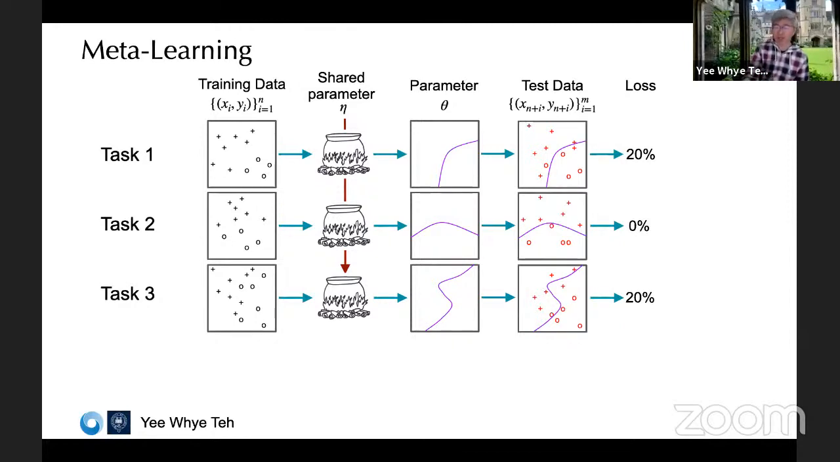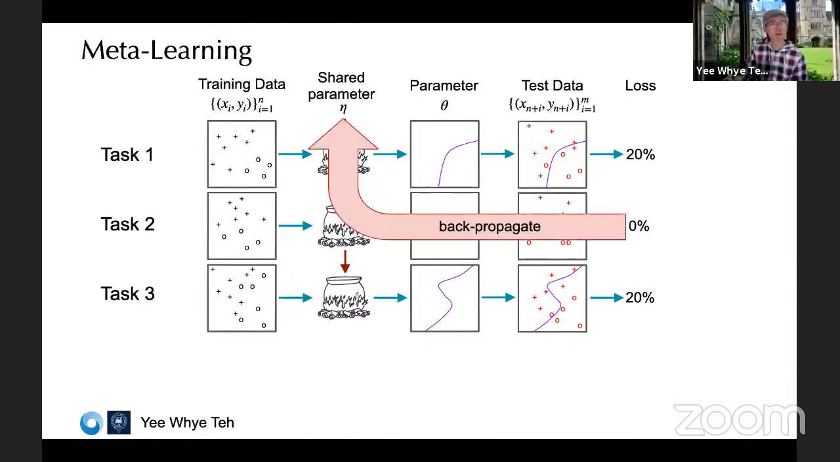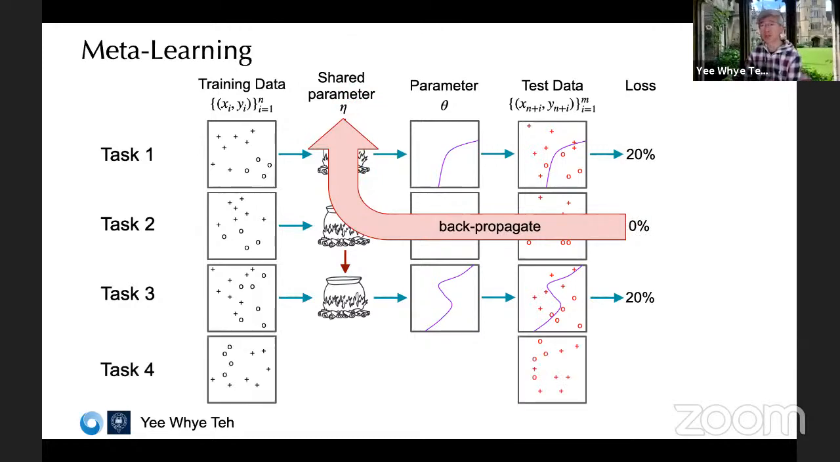The idea of meta learning is that we would like to minimize the test loss for each of these tasks. If the whole process is differentiable, then we can optimize our shared parameters eta to minimize the test loss corresponding to these tasks, by backpropagating from the test loss to the shared parameters.